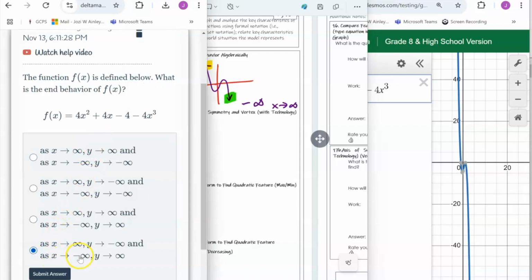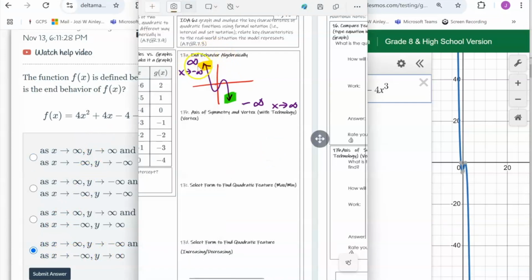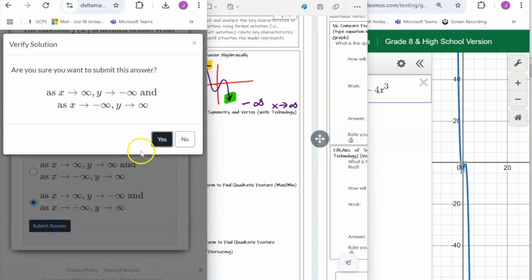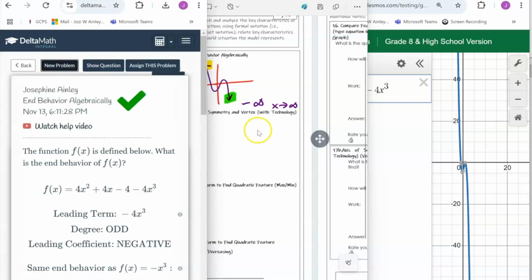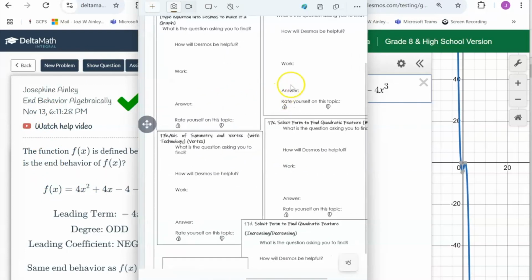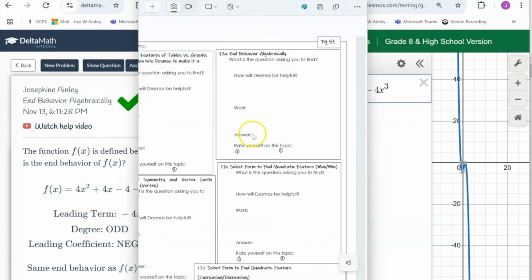As x is going left, is it going to infinity? Yes, it is. Okay. And I'm going to double check the other sentence. As x is going right, is it going to negative infinity? Yes, it is. And that's how you do these questions. So again, please decide on your answer before you start looking at the multiple choice because it can get a little bit confusing. Please go ahead and write down what you need right here.